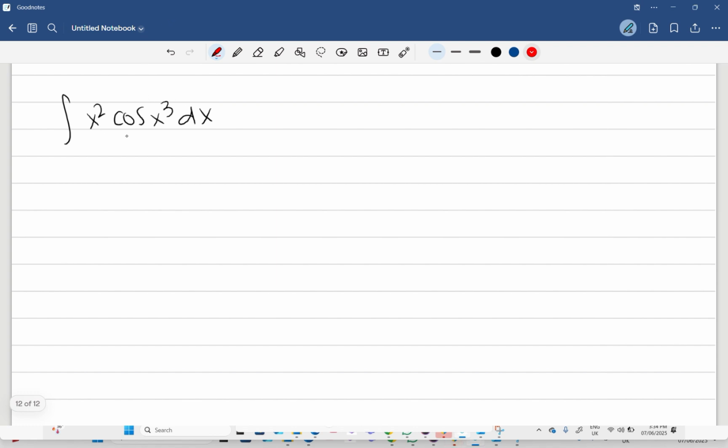Now, some people might probably ask, why do I not take cosine x cubed? If I do take cosine x cubed and find its derivative, I'm going to have sine and stuff, and we don't have anything to cancel it with. So I'm only going to take my x cubed to be my u. So let's put this aside. U is equal to x cubed. My du is going to be 3x squared dx. And then I'm going to find my dx, which is du over 3x squared.